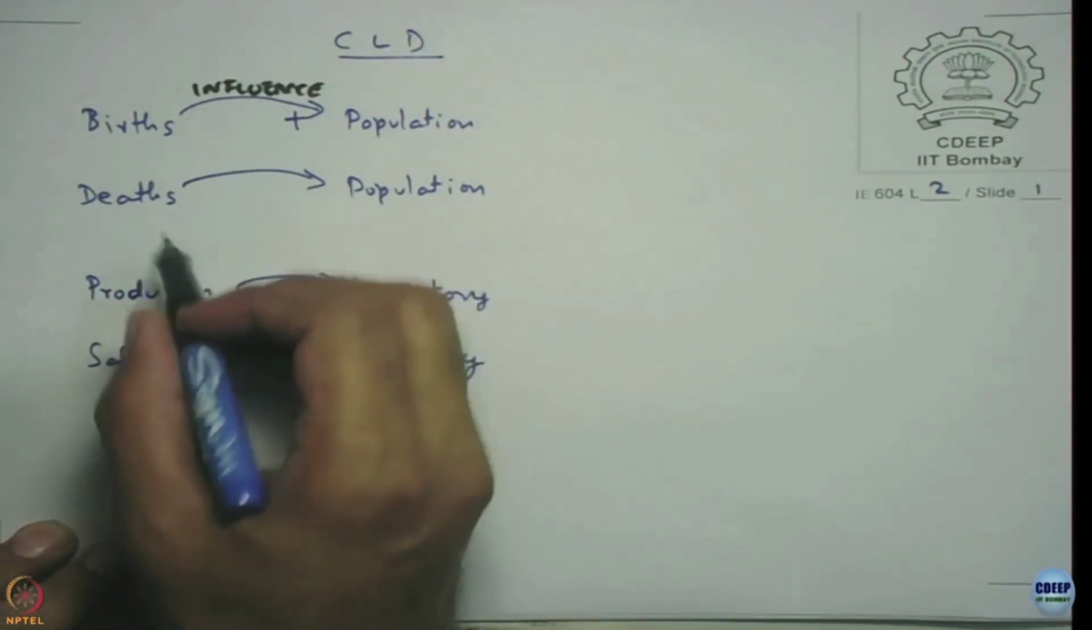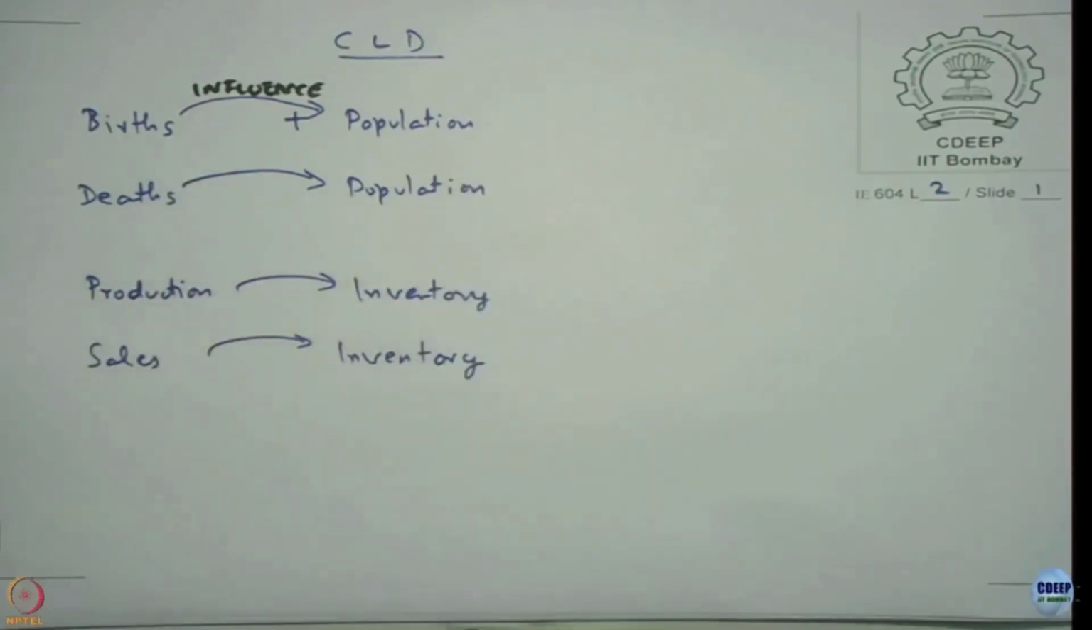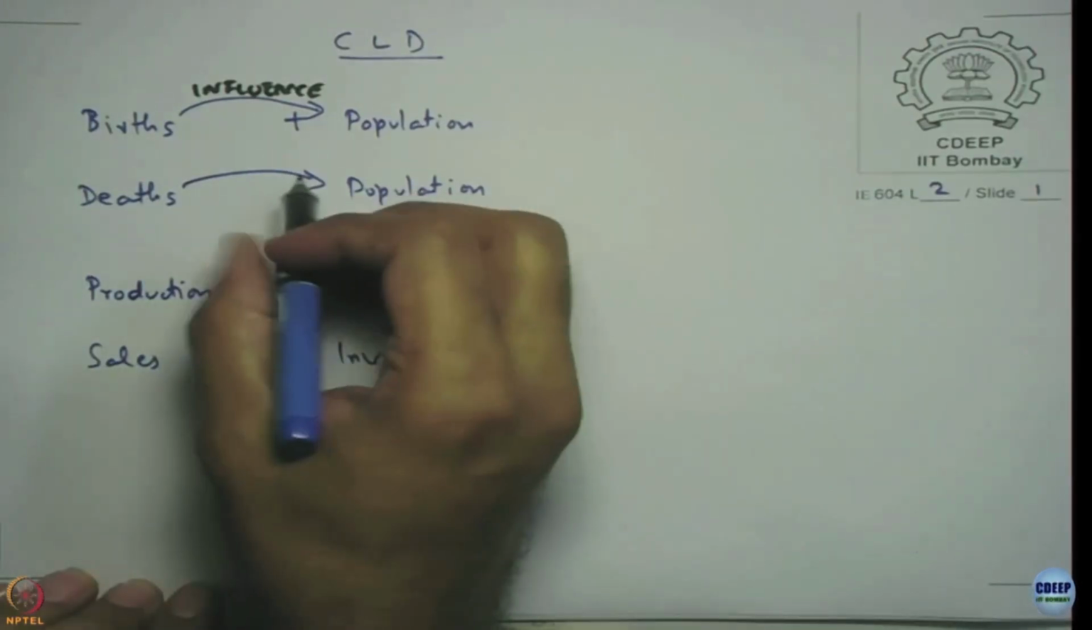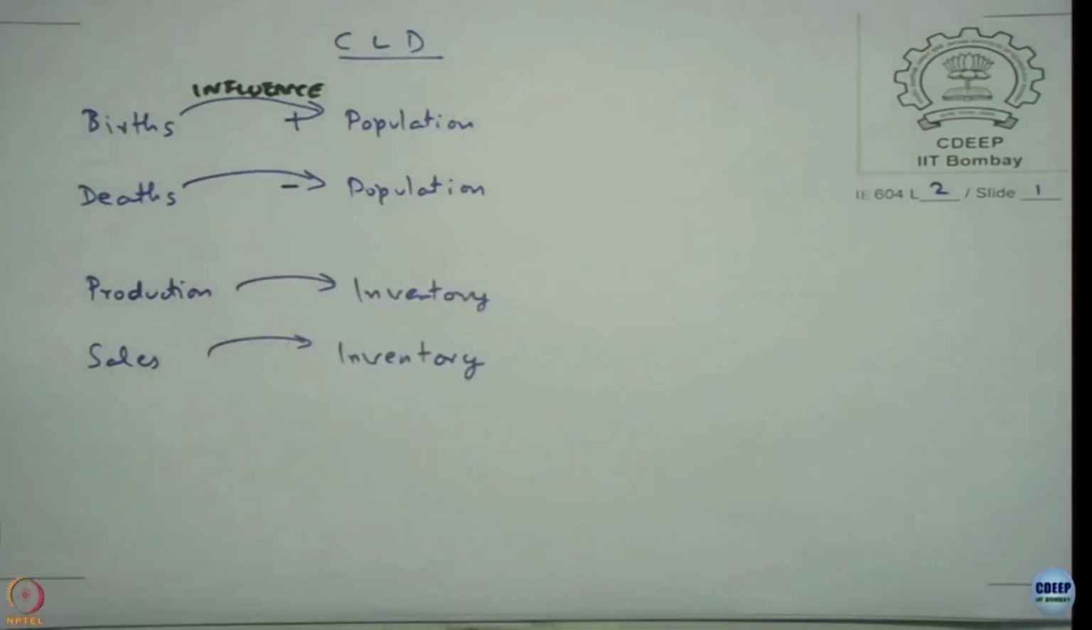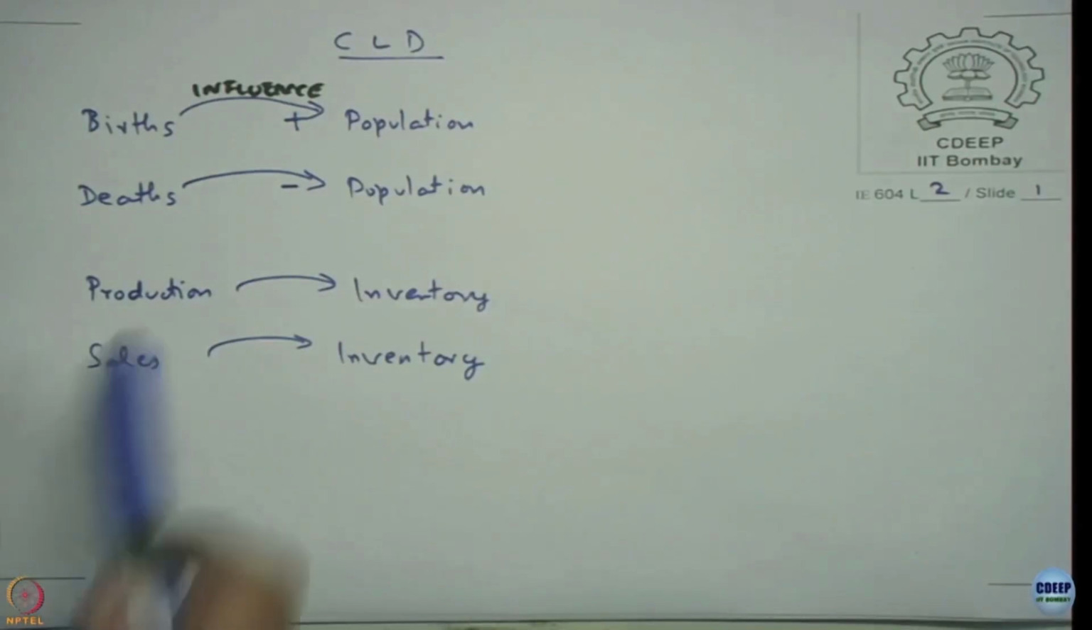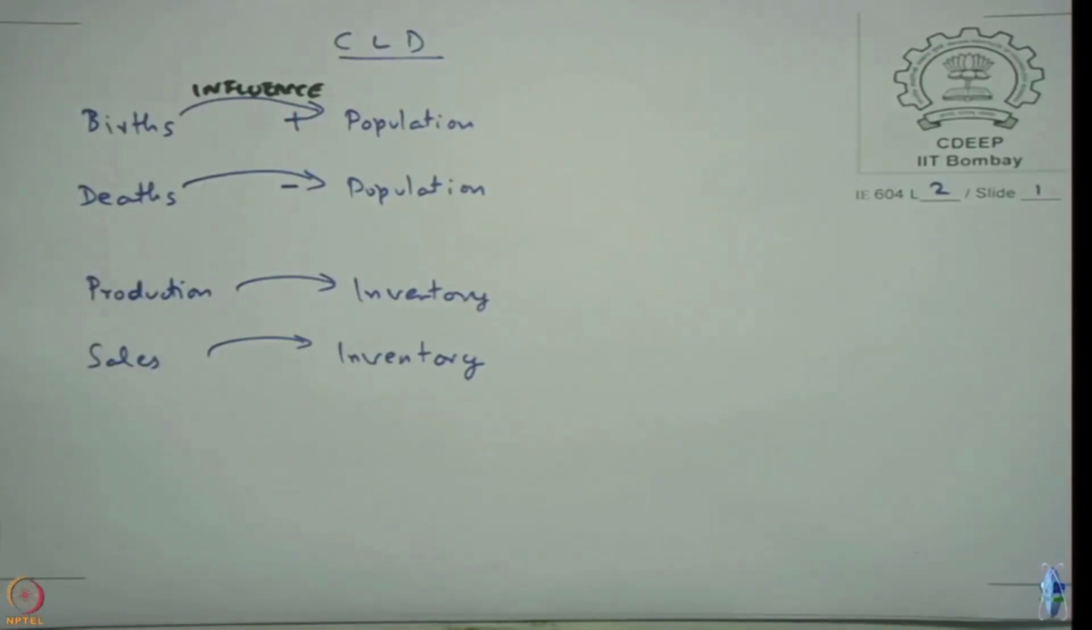Again, deaths: as more deaths happen, the population falls down. So, we can indicate that by a minus sign against the head of the arrow. This gives us an idea that as deaths increase, the population falls down, or as births increase, the population increases. So, just with these simple concepts, we can establish a nice causal map of various problems that we can look at. So, we can go back to this example.